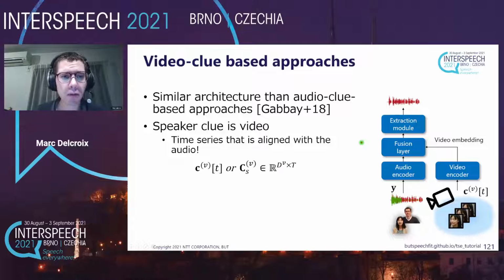And here I want to emphasize that since we are using a video of the target speaker speaking in the mixture, now the time series is aligned with the audio. That means that the information contained in the video is completely related to the speech of the target speaker. And typically, the duration of the video, T here, is the same as the mixture.